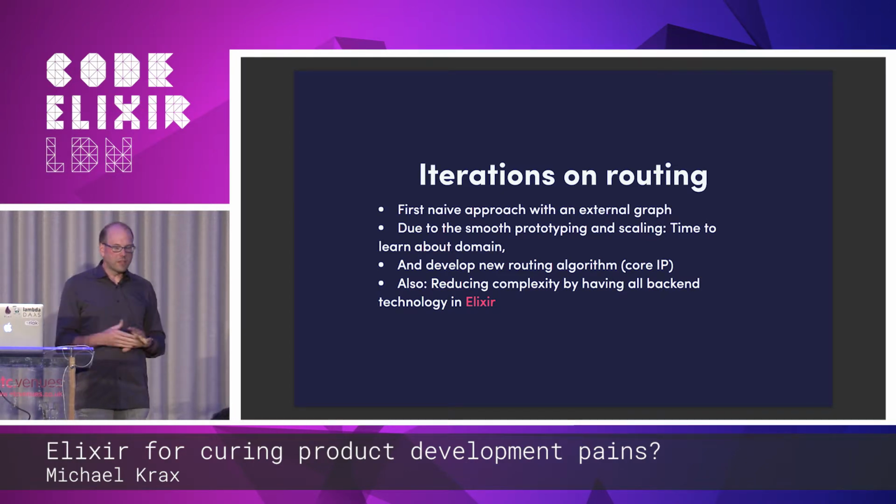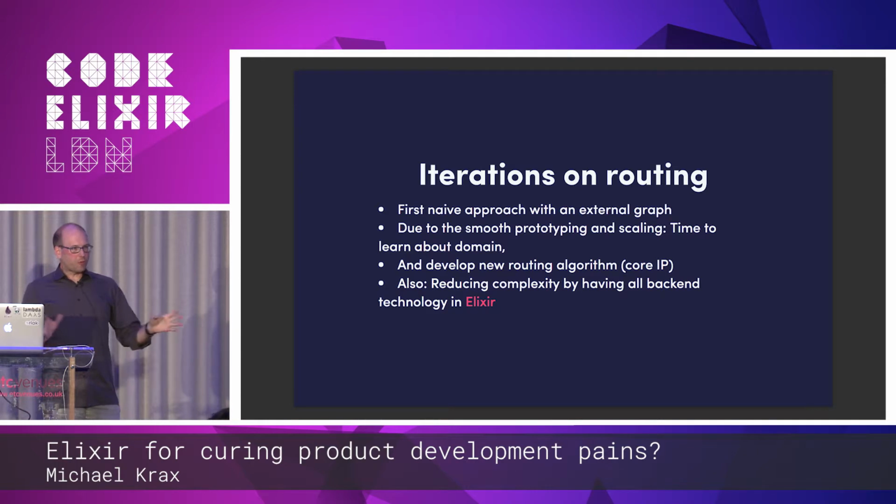So what I showed you earlier was first implemented with a naive approach using an external graph algorithm. We had time to learn about the domain, understand all those things I was referring to, develop a new algorithm that is now running in Elixir. And by that, we have all our backend technology in Elixir, which reduces the complexity considerably and allows us to move even faster. And gives us better quality.